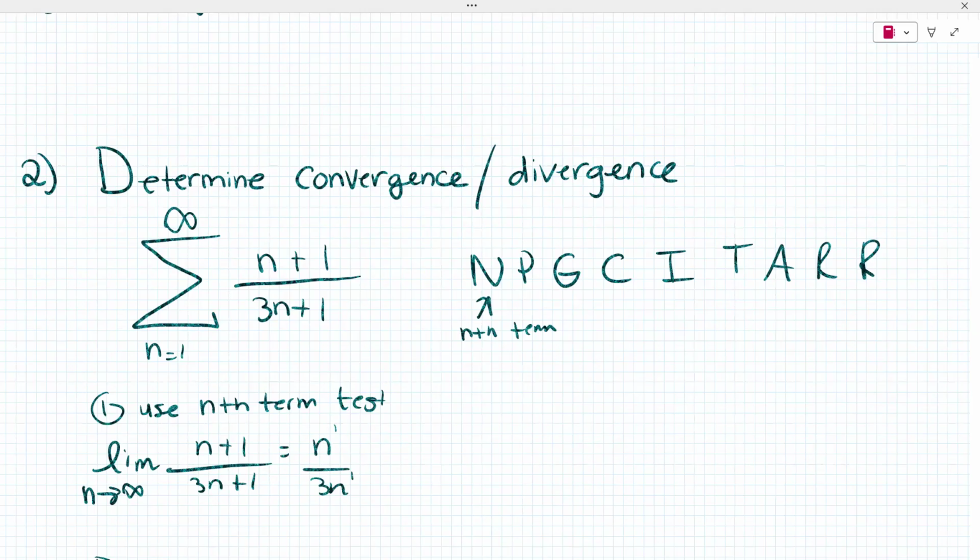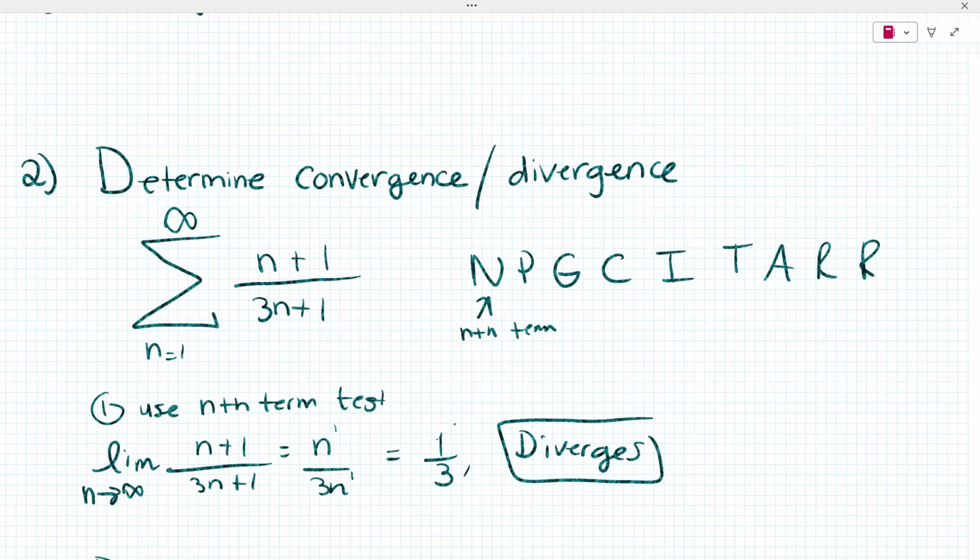So the rule states if the degrees are the same, you just use the coefficients. So it's an actual number, 1/3. So we know it diverges to 1/3. So our answer is diverges because we get an actual number. Okay, that wasn't too hard. Let's move on to 3.